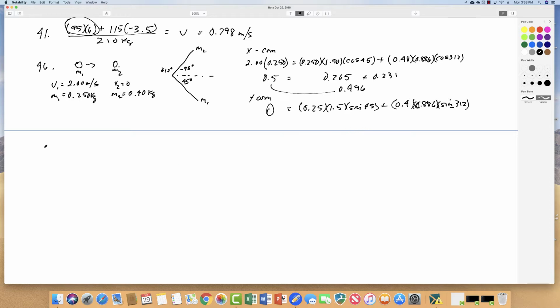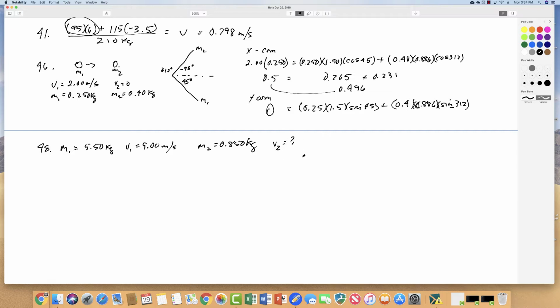Now briefly, I'm not going to go through the whole math of this, but let me briefly show you number 48. Number 48 says that you have a bowling ball that has a mass of 5.50 kilograms, and it's going at 9 meters per second, and it strikes a pin which has a mass of 0.850 kilograms, and the velocity of the pin is not known.